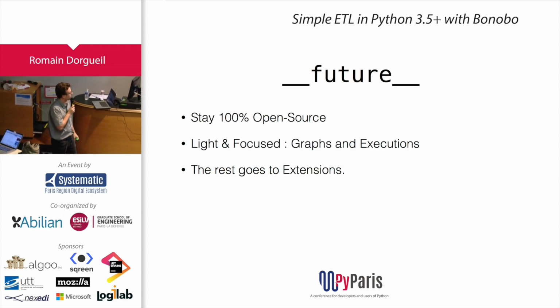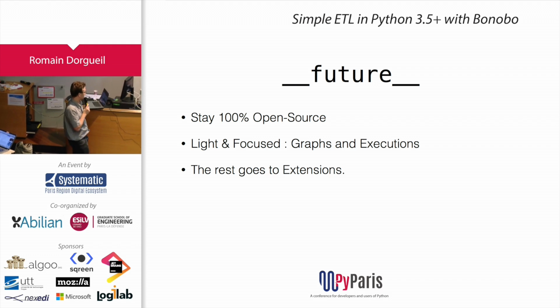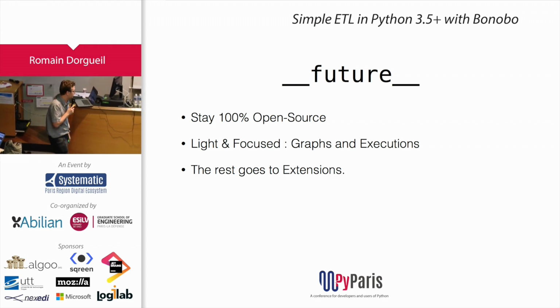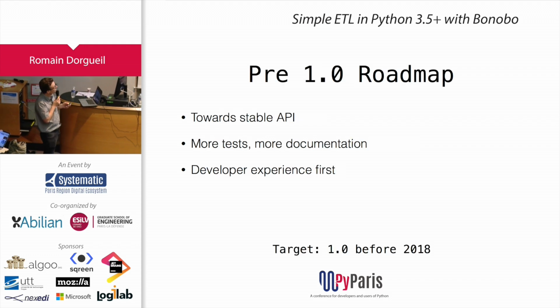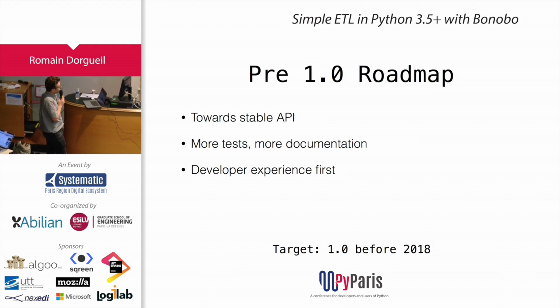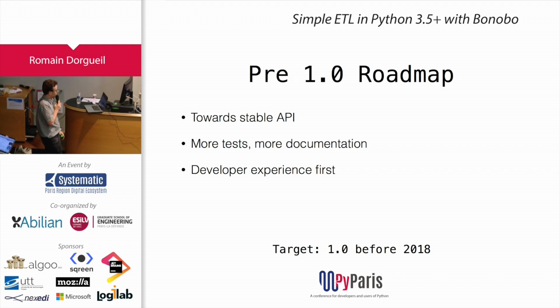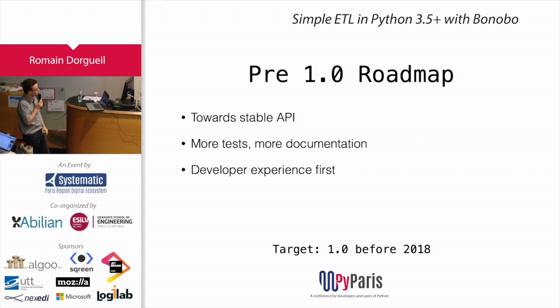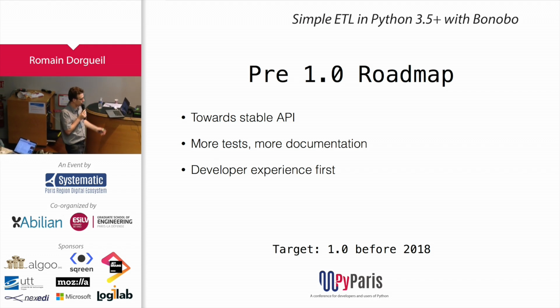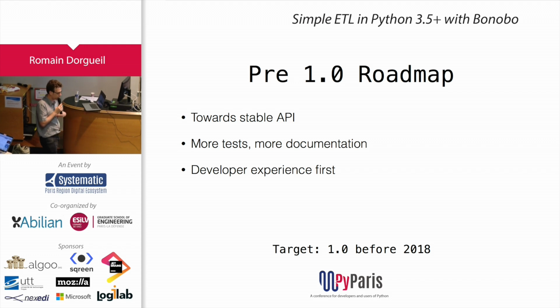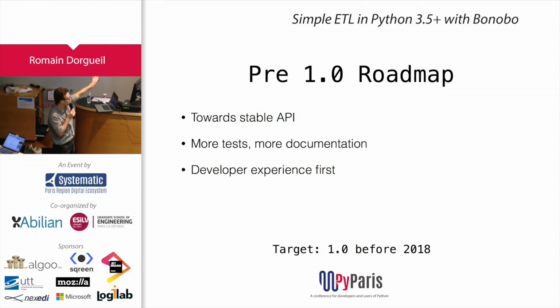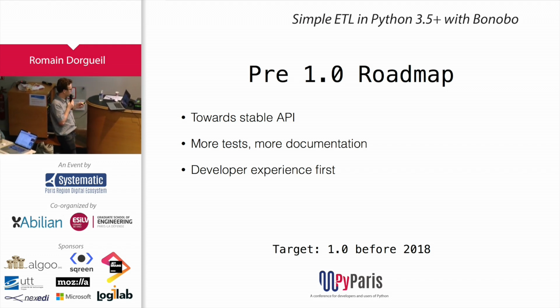The plan is to keep that 100% open source as much as I can. And it should only focus on building graphs and executing them the most efficiently possible. So now the real focus is to have a stable API that can be called 1.0. And the really important thing is that it should be fun, and it should be easy for me to write transformations. So if there is complexity, it should be hidden in this thing and not in the transformation.